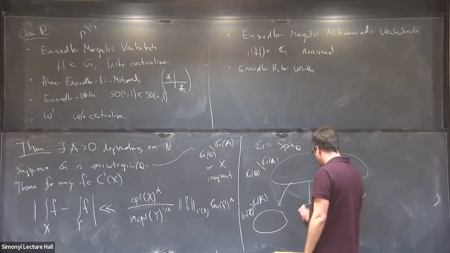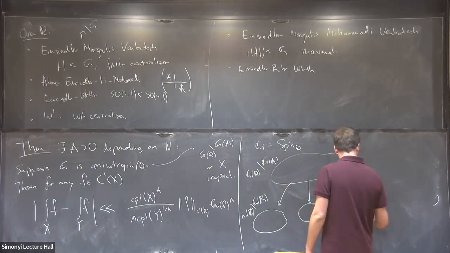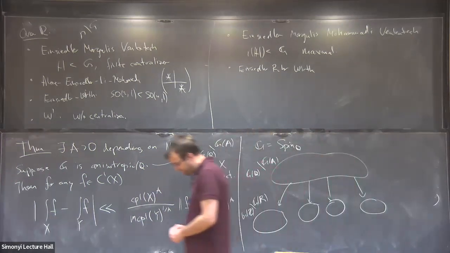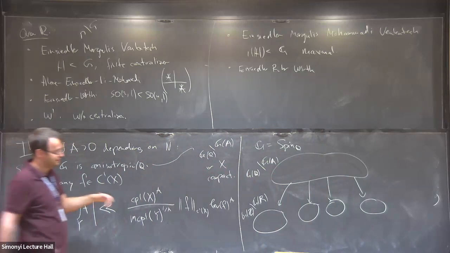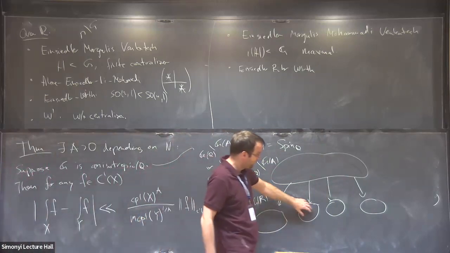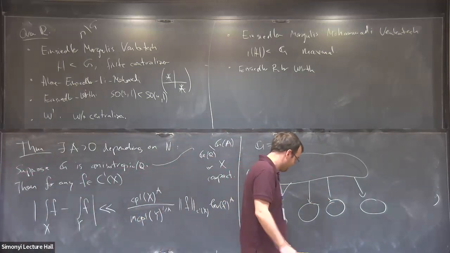These spaces are parameterized by the genus of the quadratic form, or the spin genus in this case. Okay. So yeah, it's a finite collection. Okay.